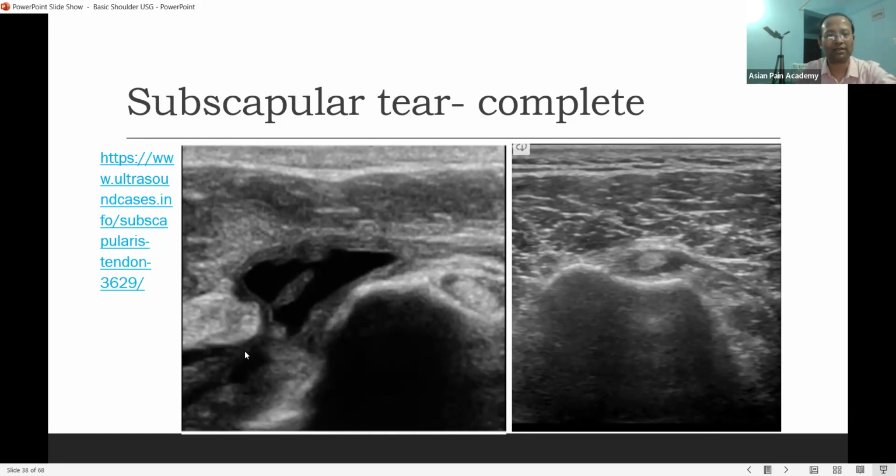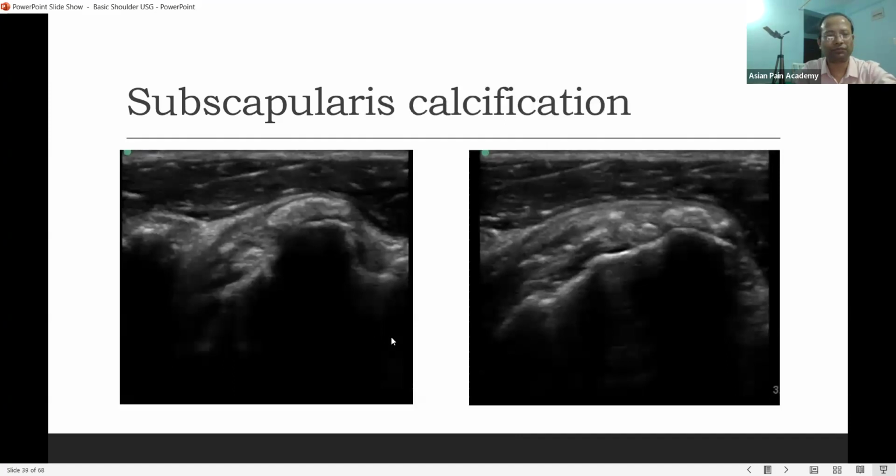Actually, there is also a bursa. As I told you today, between the tendon and bone there must be a bursa. So this bursa gets filled with water. Okay, effusion. Subscapularis can be calcified. This is a calcification of the subscapularis tendon. A big calcification.